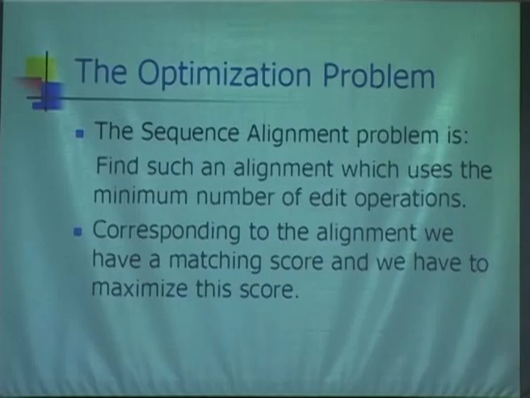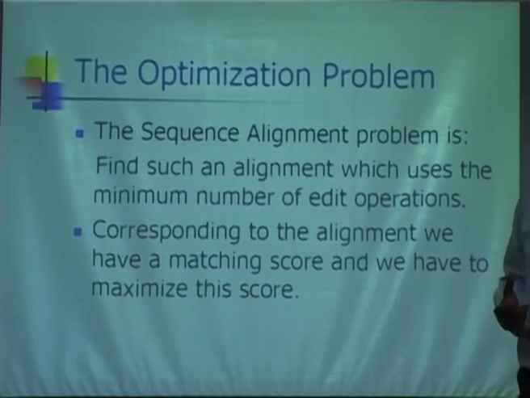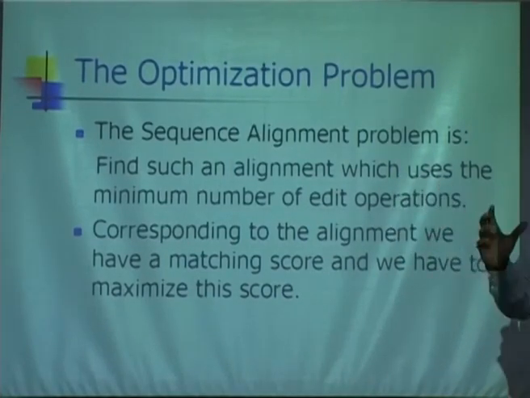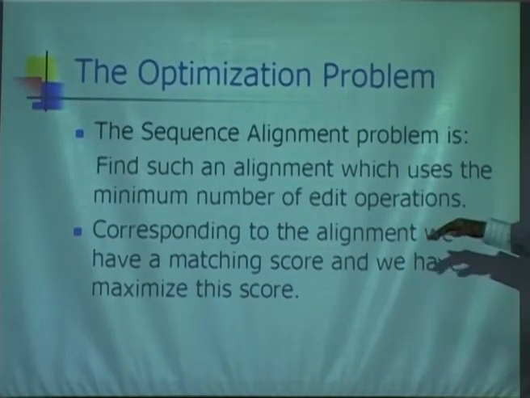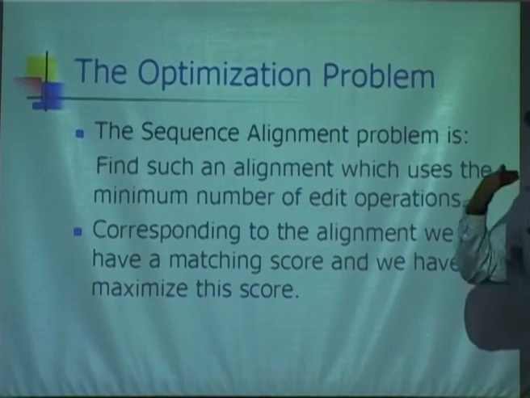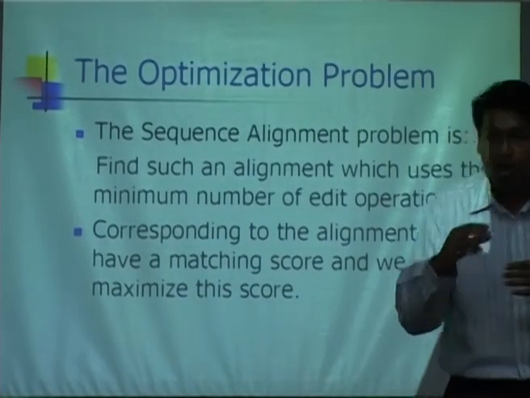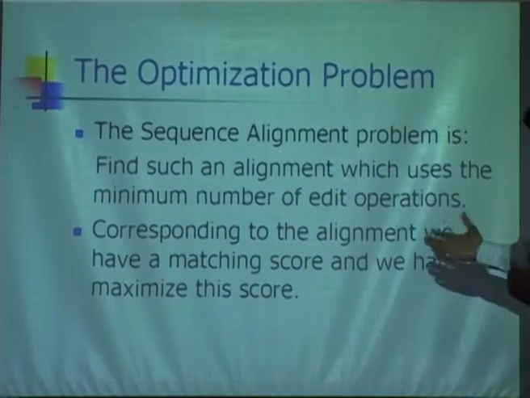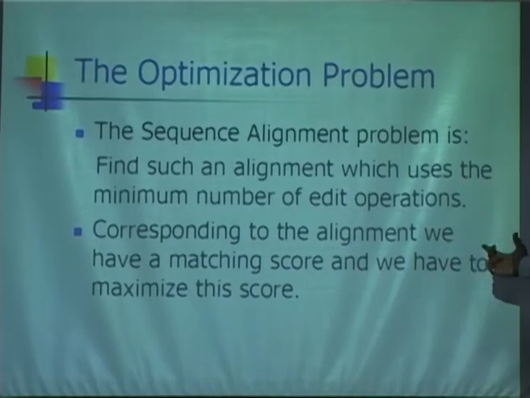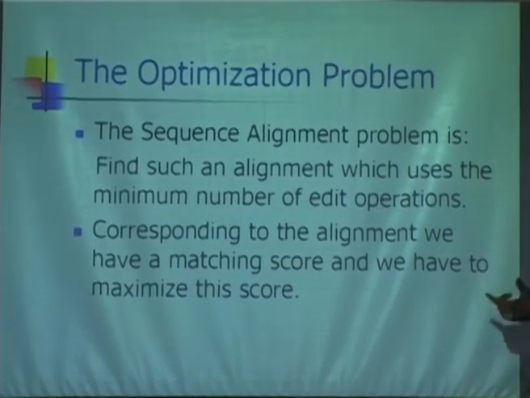Now the problem is basically an optimization problem. The sequence alignment problem is to find an alignment which uses the minimum number of edit operations. You want to convert one sequence into another, and you want to optimize, in the sense of minimizing, the number of edit operations. The other flavor of the same problem is that whenever you align two sequences and a match occurs, you assign some score to that match and a penalty for a mismatch. Corresponding to the alignment, we have a matching score and we have to maximize this score.